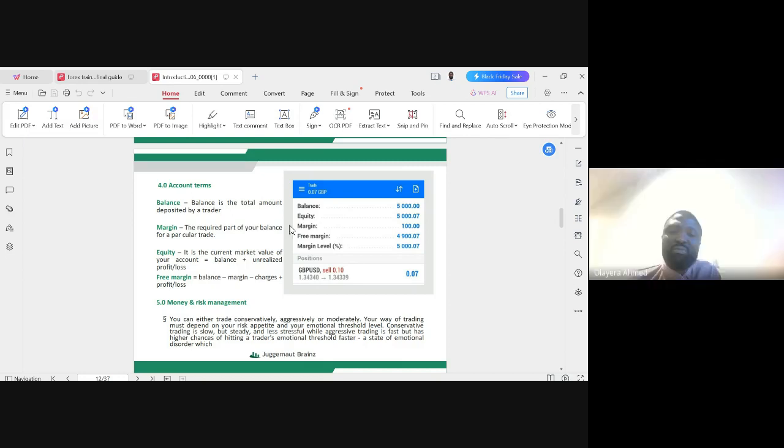So the word margin has been dealt with and the word free margin has been dealt with. Now, equity. What is equity?